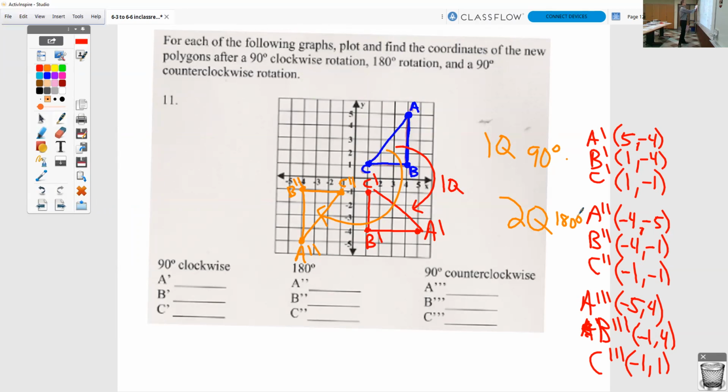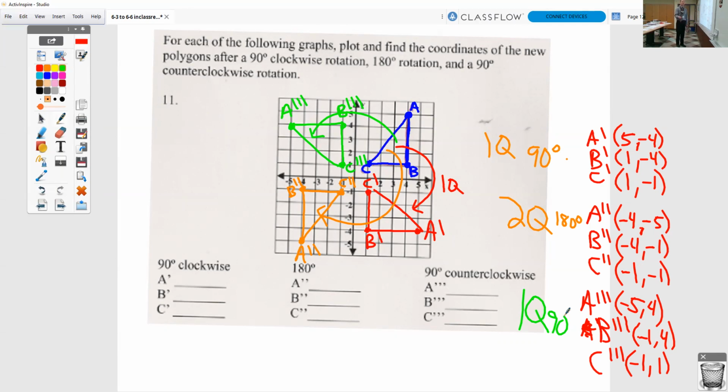And then we have the counterclockwise, all right, -5, 4. This is A triple prime. -1, 4. This is B triple prime. And -1, 1. This is C triple prime. Connect your dots. Notice that we moved 1 quadrant. And this was for 90 degrees counterclockwise. We went 1 quadrant and we went backwards clock.